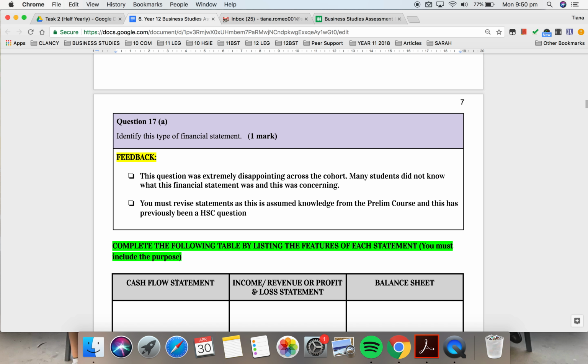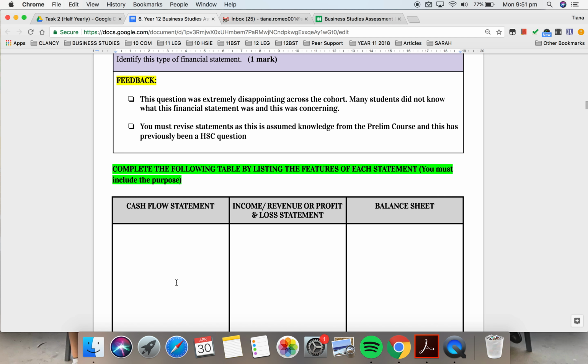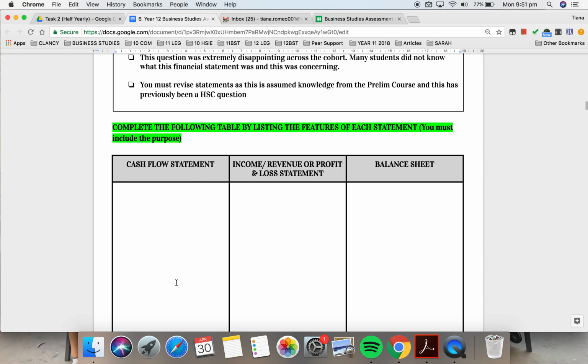It's the entry level, and many of you did not know that this was a profit and loss statement or a revenue statement. You need to revise statements because this is assumed knowledge from the prelim course, and this has previously been a HSC question. So in order to revise the statements, you're going to complete the following table by listing the features of each statement. You need to also include the purpose. So why do we use this statement?